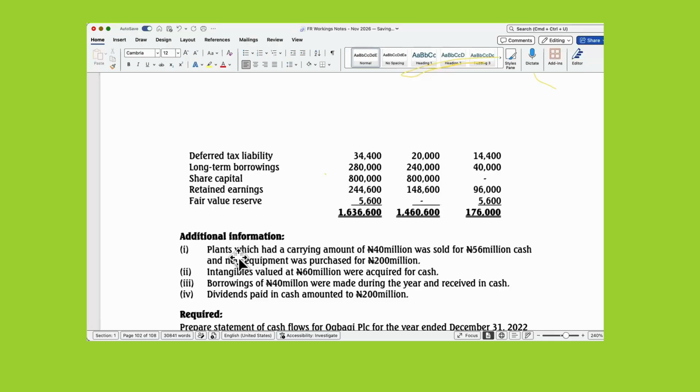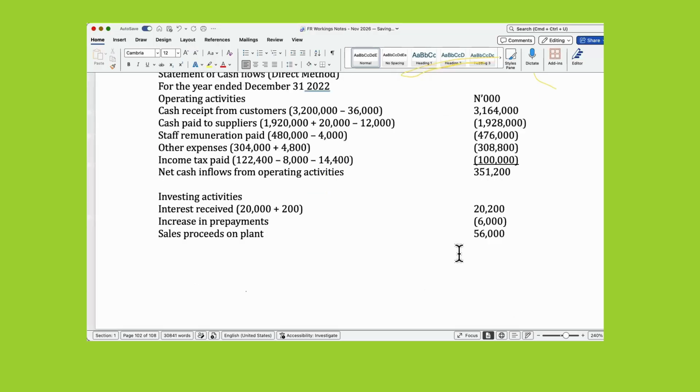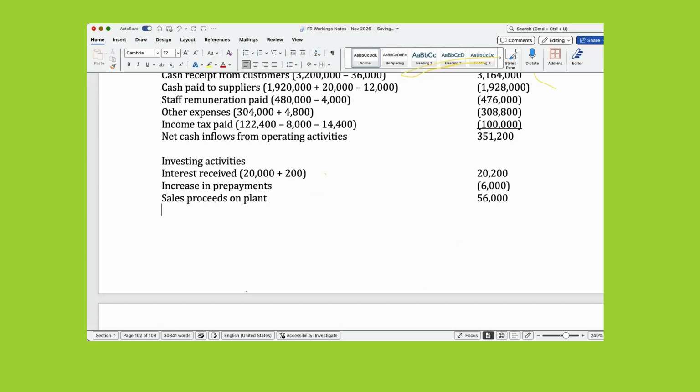56 million. And also, they purchased new equipment for 200 million. That will be an addition. Acquisition of new plants. That's all you need to do.